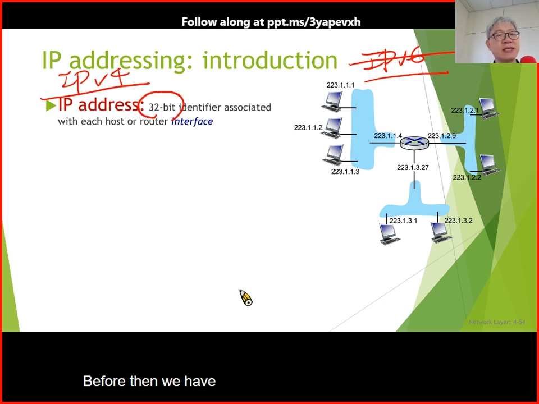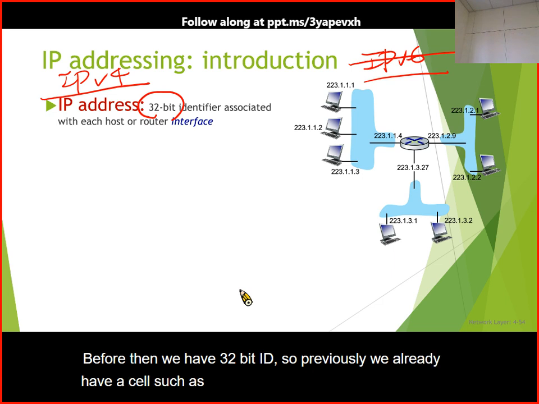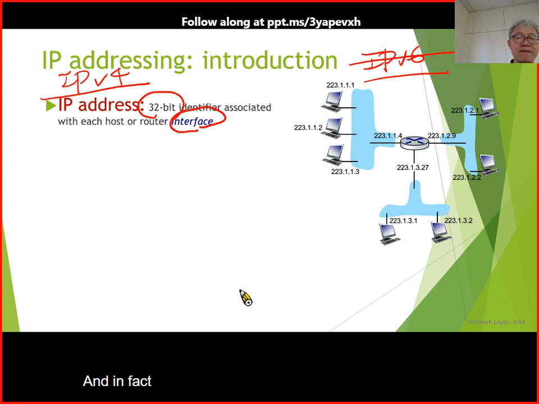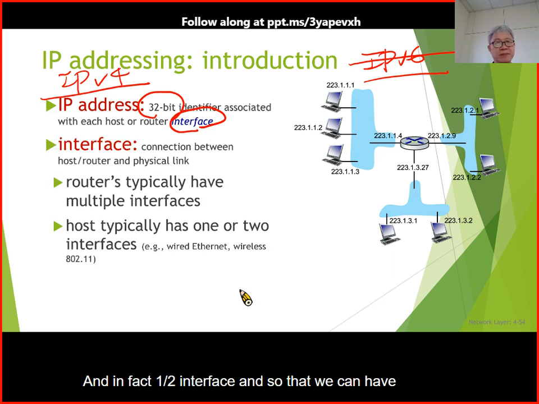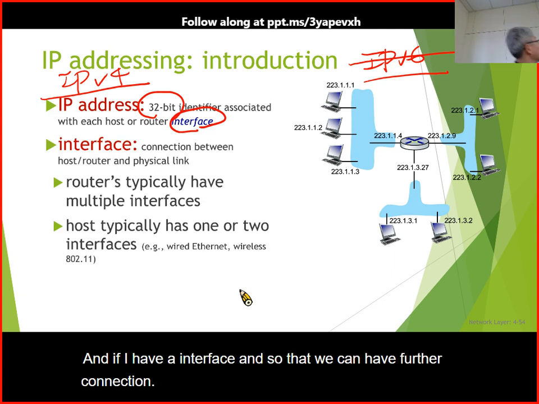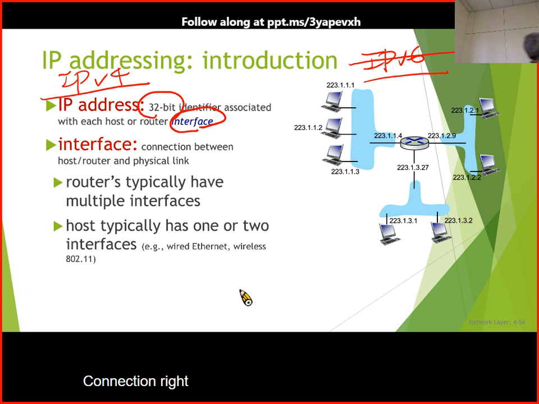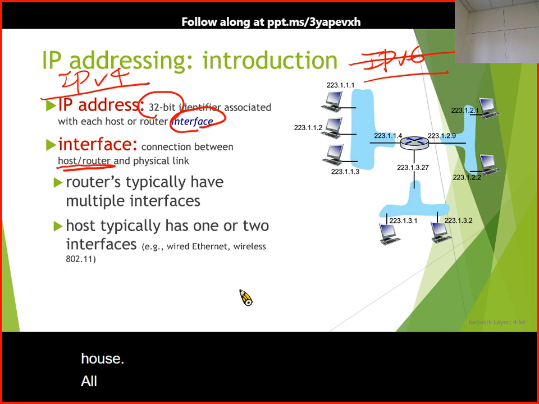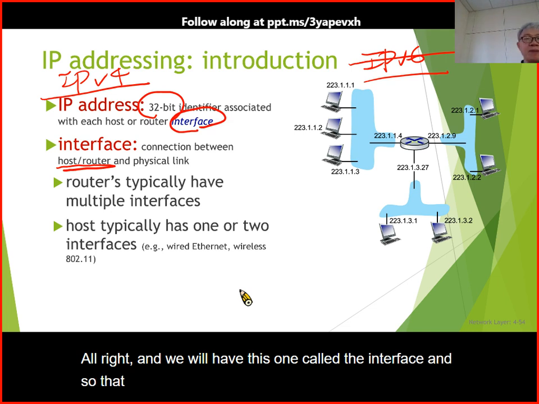32-bit ID. So previously we already have a source address and destination address. It's a 32-bit address. And in fact, we will have an interface, so that we can have the connection. Connection between router and host. Alright, and we will have this one called the interface, and so each interface will have the IP address.